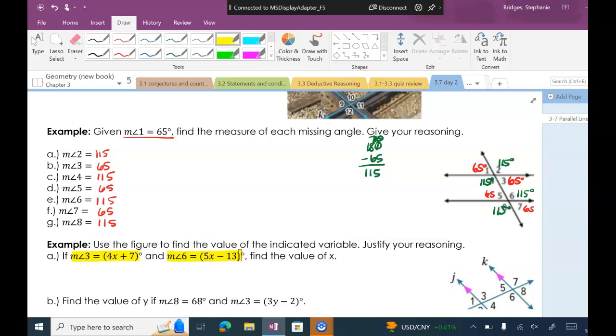Are they corresponding, alternate interior, alternate exterior, same side interior, same side exterior? Alternate interior, which means they are congruent. So to solve for x, I'm just going to set those two things equal to each other. So we're going to go 4x plus 7 equals 5x minus 13. Finish solving those for x for me, please.